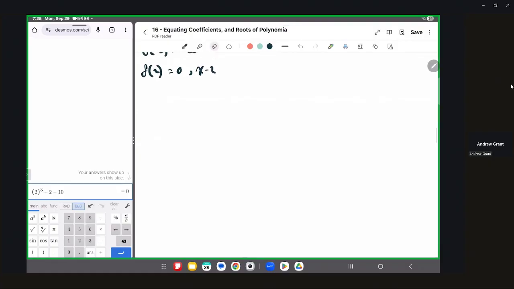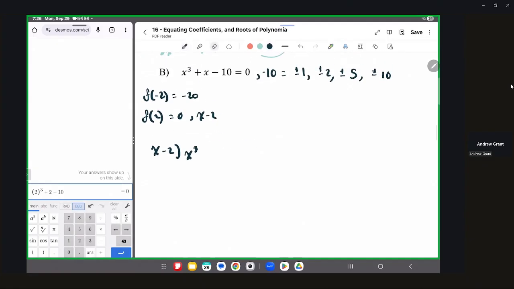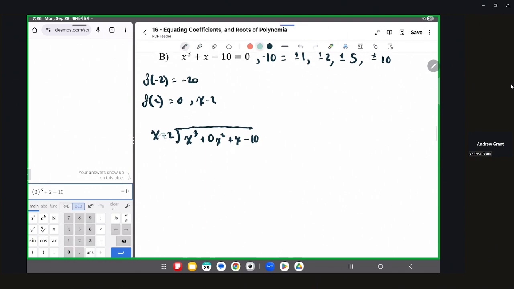and we have plenty of space here. And we're going to divide it into x cubed. Now remember, when we're doing this, we need a placeholder 0. So we need a plus 0x squared plus x minus 10 term. And so we go through the algorithm. Okay, so how many times does x go into x cubed? It goes in x squared times.